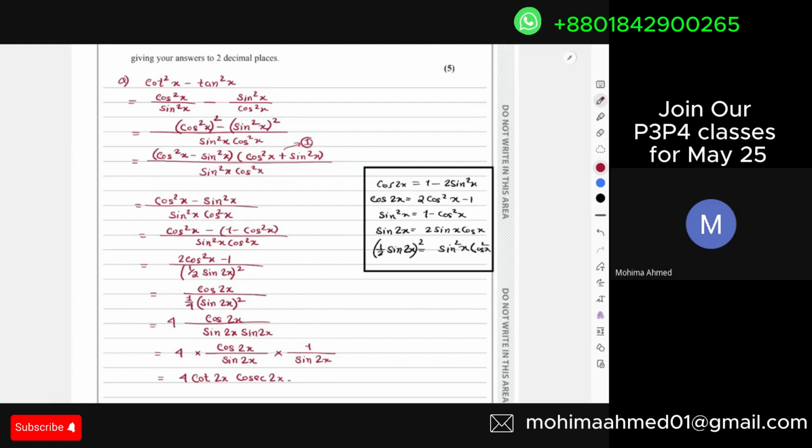Tashdid, any problem from question 5a? No, miss. But there are lots of formulas to be applied. No, not lots of formulas to be applied. Only 2 formulas to be applied.